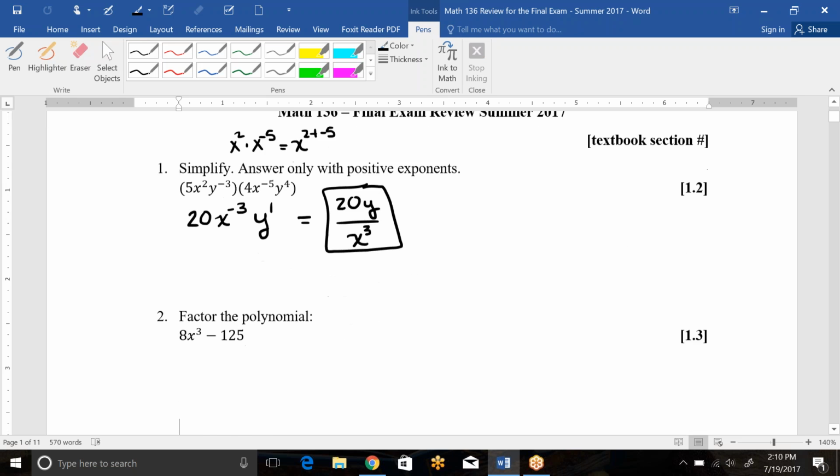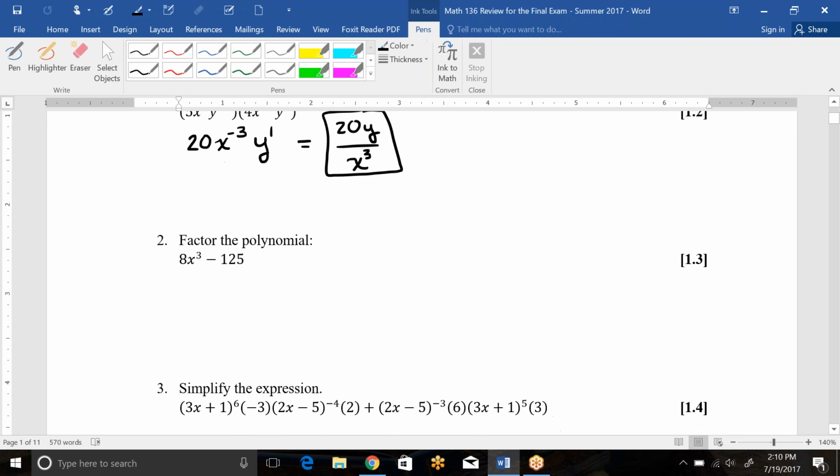For part 2, we're looking at factoring a polynomial. It's a binomial. There's no GCF. You should always check that first. It's either going to have to be able to factor. It's going to have to either be perfect squares or perfect cubes. This one is perfect cubes because 2 and x both cubed would be 8x to the third, and 5 cubed would be 125.